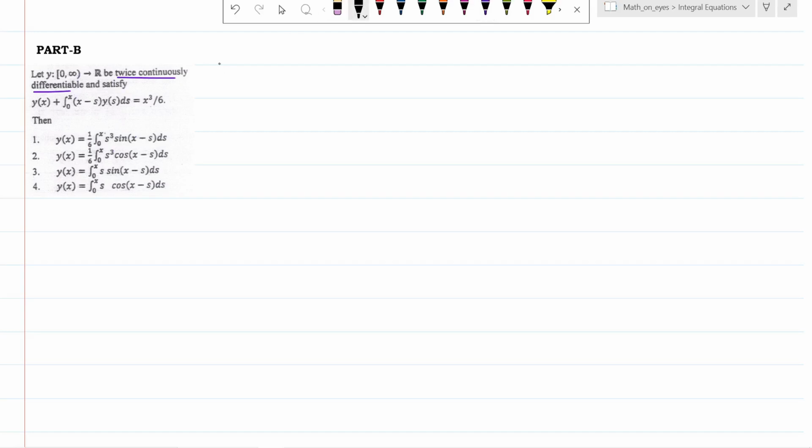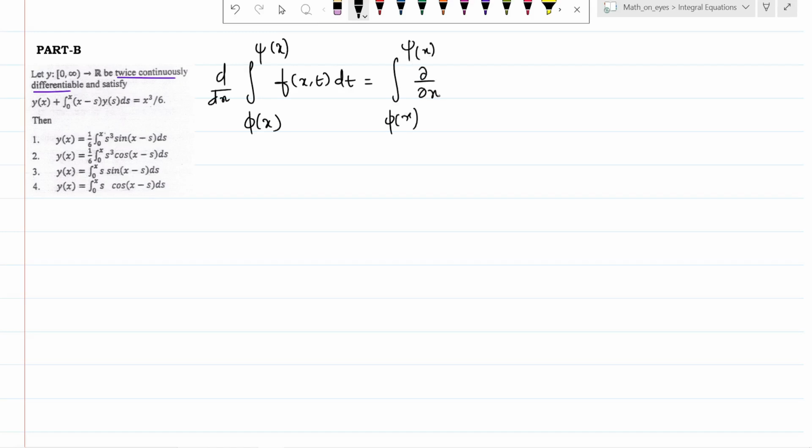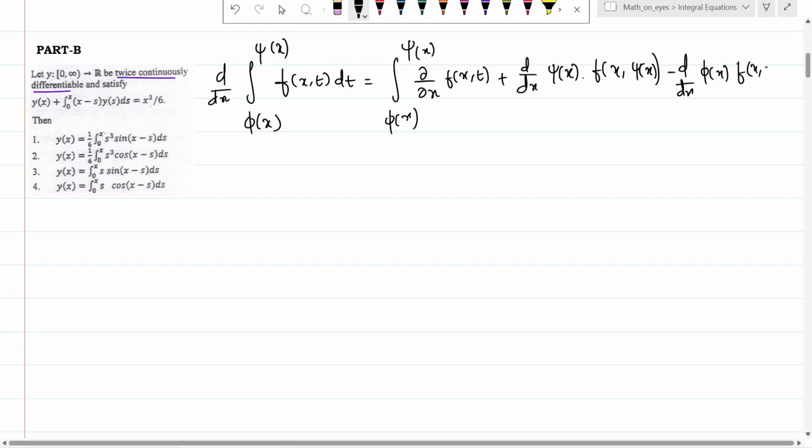So basically the Leibnitz rule is when you need to differentiate an integral from phi of x to psi of x limit, and you have f of x comma t into dt. So this is equal to the integral from phi of x to psi of x of dou by dou x of f of x comma t, plus d by dx of your upper limit into f of x comma upper limit, and then minus d by dx of your lower limit into f of x comma your lower limit. This is what your Leibniz rule is. Now we are going to differentiate using this one.